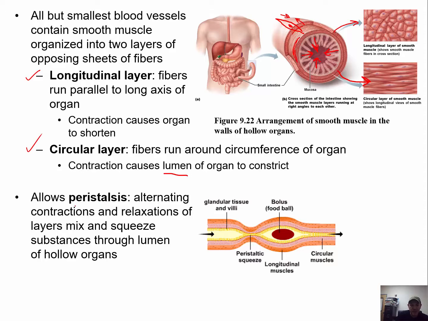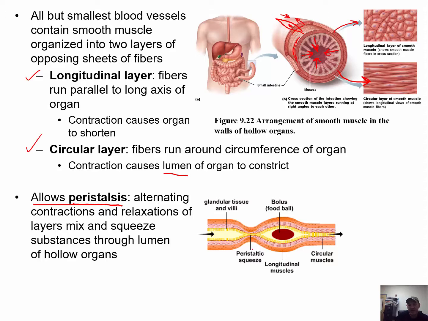And when these two layers contract in an alternating pattern, they create an action that is referred to as peristalsis. This alternating action of peristalsis can help move items like food, a ball of food, through the tubular organs. So in this case here, you see a bolus of food moving. This could be through the small intestine. It could be moving down the esophagus.